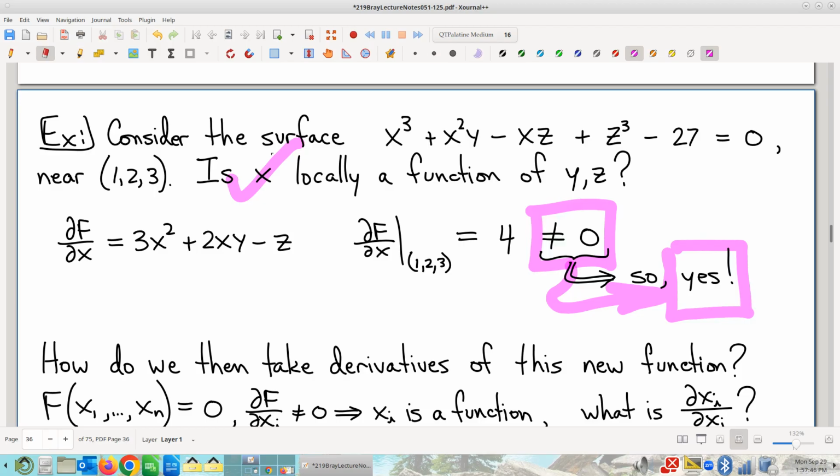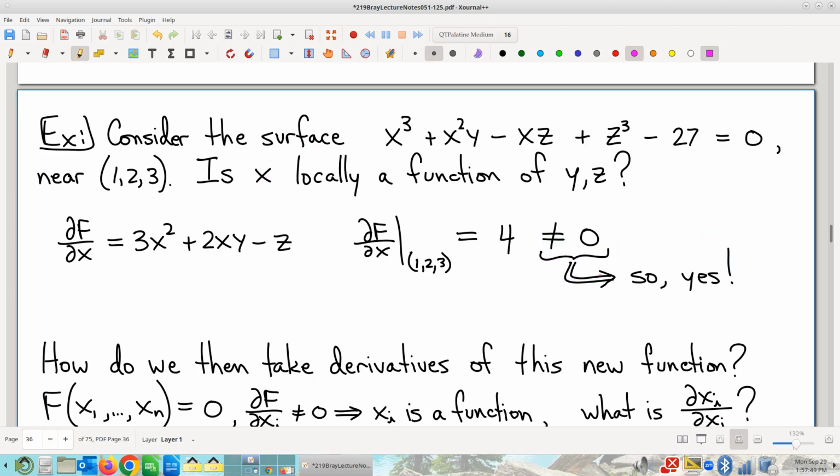Okay, so knowing that it's a function, now we can start asking about its derivative. Now that x is a function, full stop, I can ask, what is the partial of x with respect to y? What is the partial of x with respect to z? Right? X is a function of these variables. We can talk about its partials with respect to these variables. And how do you compute those partials?